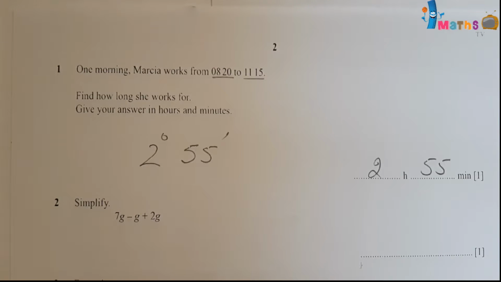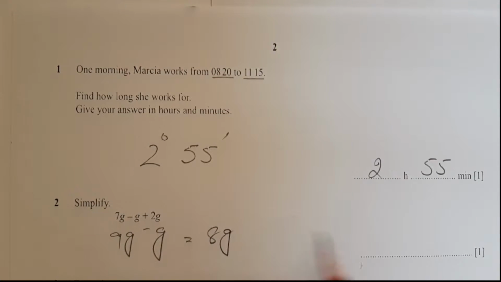Question number 2. Simplify 7g minus g plus 2g. So these two will be added. This will be 9g minus g. So finally we can write 8g as answer. So our answer will be 8g.